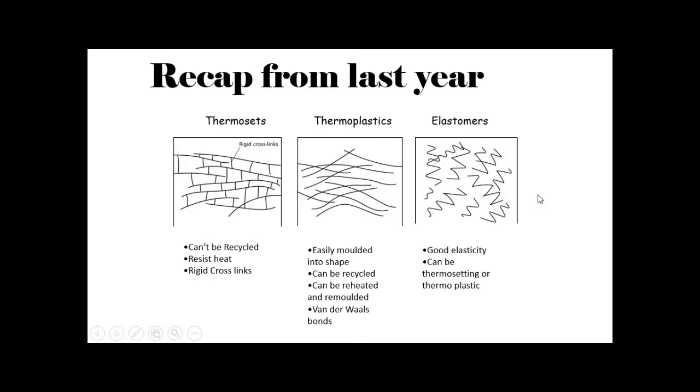And then you've got your elastomers. So these could be either a thermoset or a thermoplastic depending on what you've got. And elastomers basically are elastic, so you can deform it, and once you let go it will go back to its original shape. If you think about things like elastic bands or neoprene, things like wetsuits, dry suits, those types of things. So those are the three main groups of polymers that we looked at from last year.